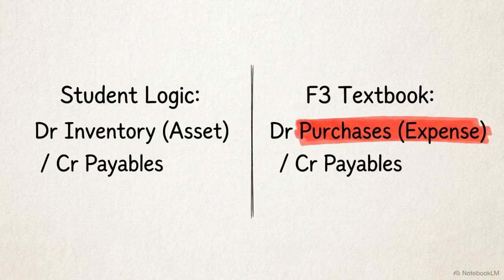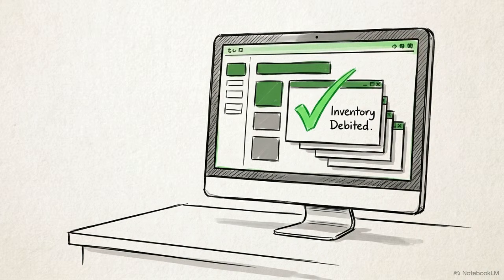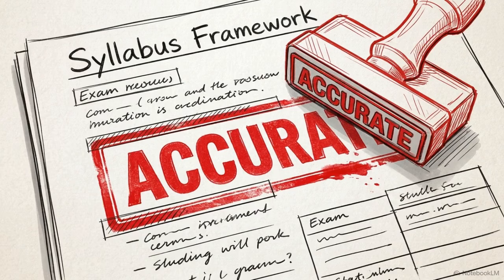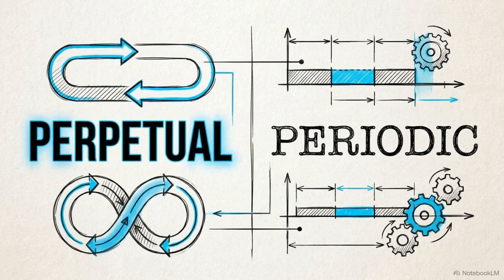Instead of debiting an asset, the textbook instructs you to debit an expense account called purchases. If you are confused by this, your logic is actually accurate. Debiting inventory directly is exactly how modern computerized systems handle these transactions. However, the textbook instructions are also accurate for the specific framework required by the syllabus. You aren't making a mistake. You are witnessing the difference between two distinct accounting frameworks, the perpetual system and the periodic system.